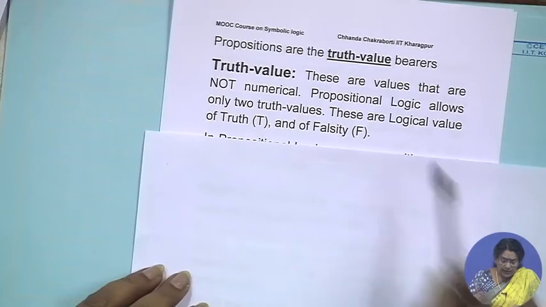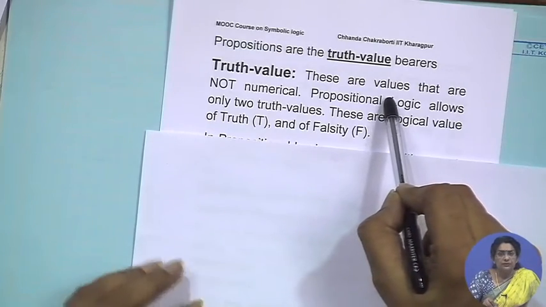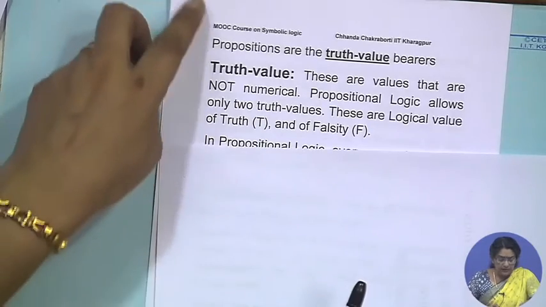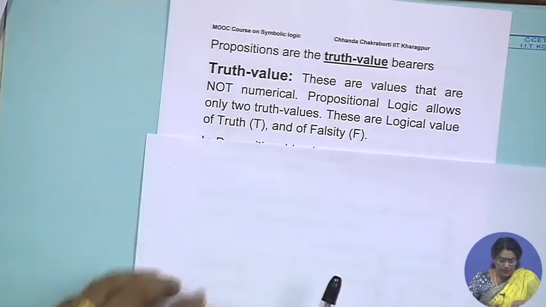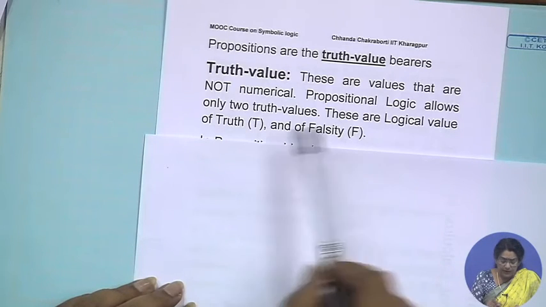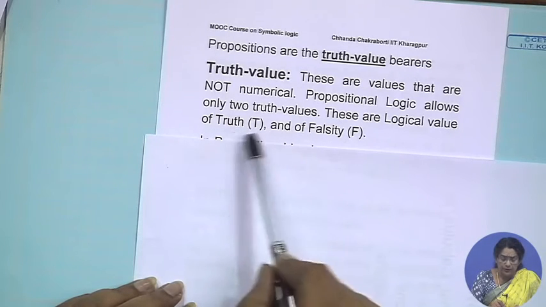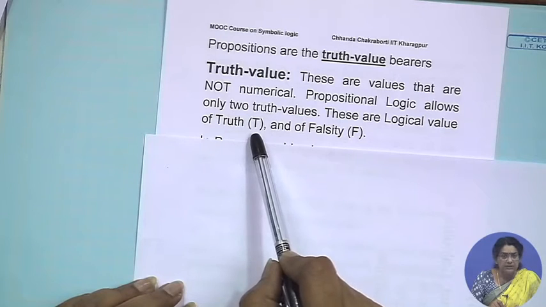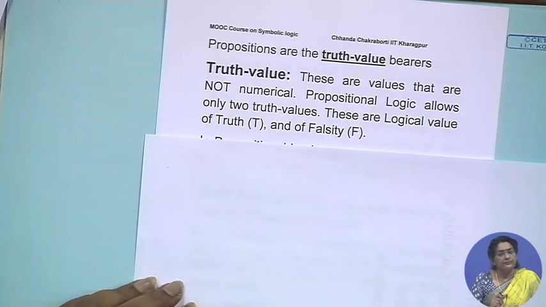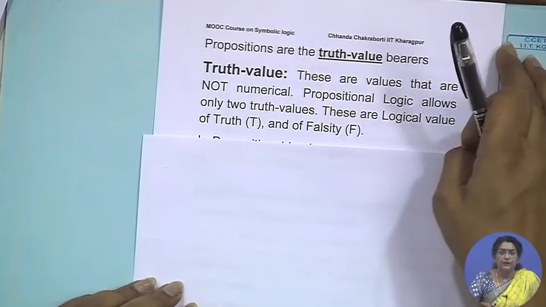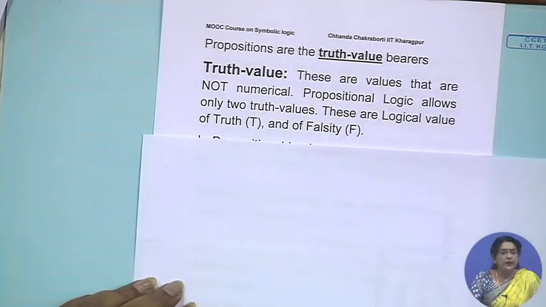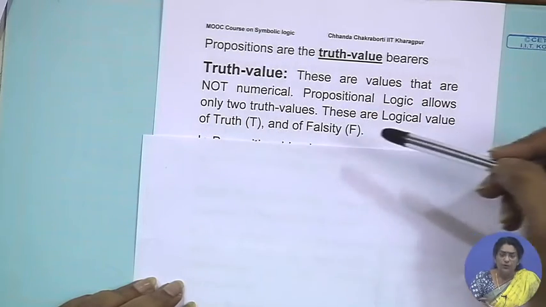What they are is non-numerical values, and in this logic, propositional logic allows only two truth values. They are the logical values of truth, whose abbreviated form is T, and of falsity, whose abbreviated form is F. So, these are our truth values, and remember, propositions bear these values. So, propositions are true or false.